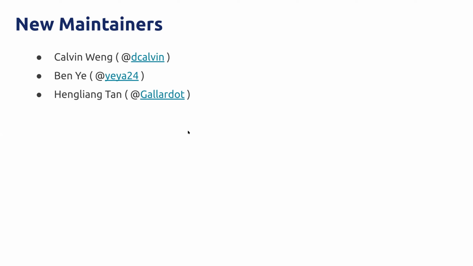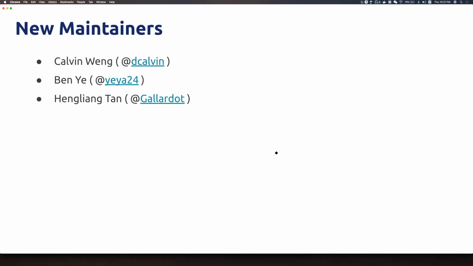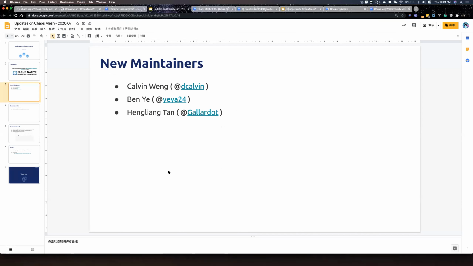Hi, hi Tan, are you here? Can you say hi to us? Okay. Hi, Tan. Can you hear me? Can you hear me? Okay. Maybe he's delayed by other things or can't hear me. Okay.